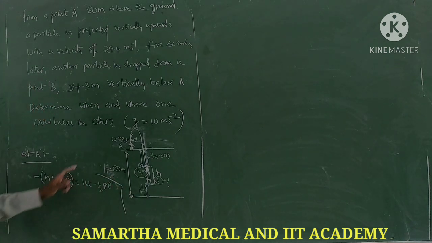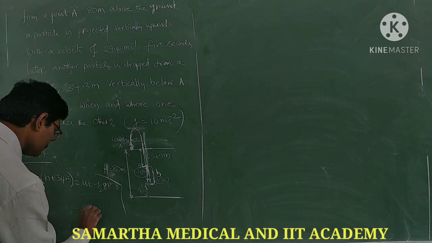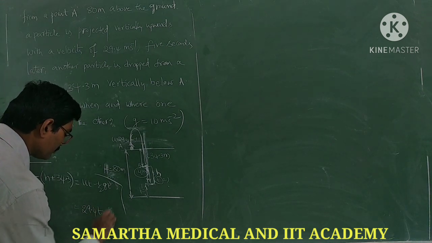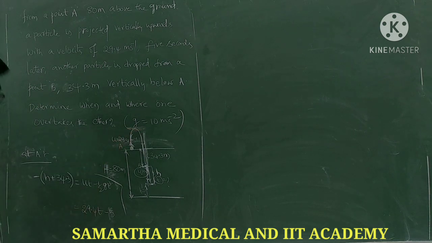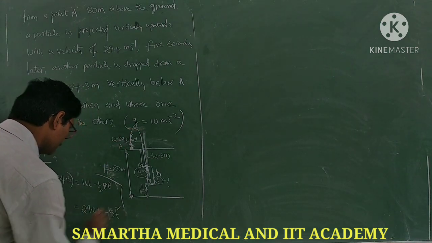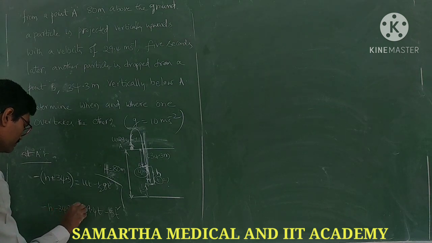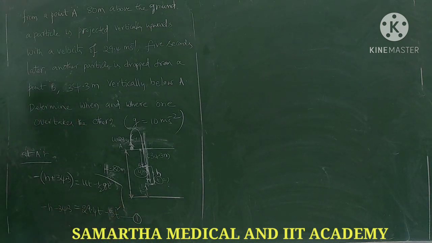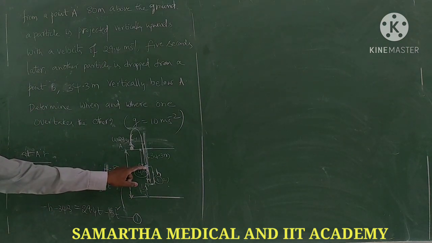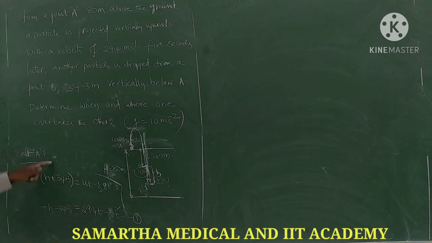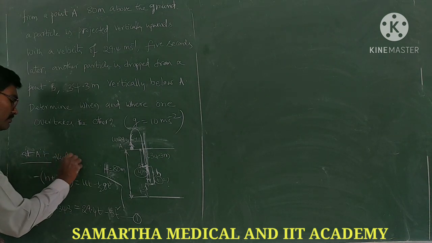Correct or not? So what is u? 29.4. Substitute: 29.4 t minus half g t square, take g as 10, so 5 t square, is equal to minus h minus 34.3. This is equation number 1, just leave it, wait. Okay, next, for point B, for the second, freely falling drop. This was for the vertically projected one.